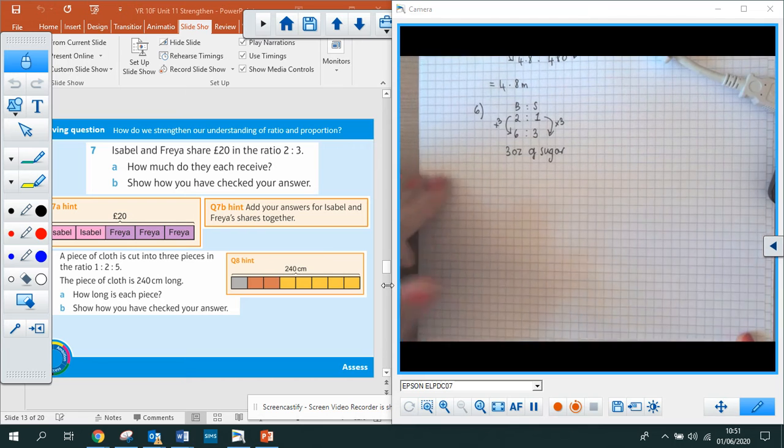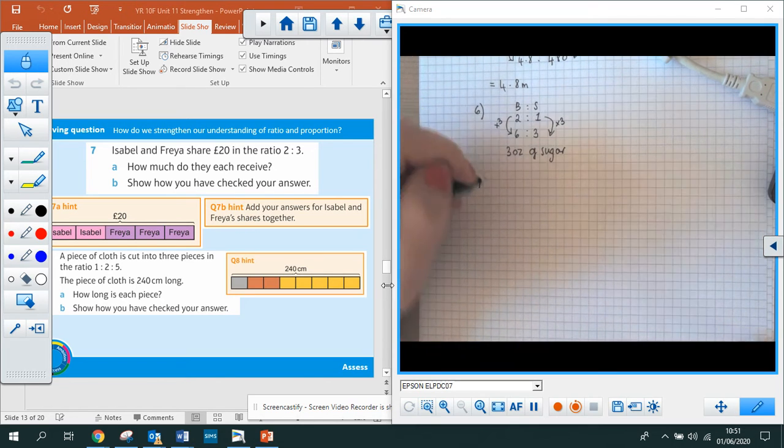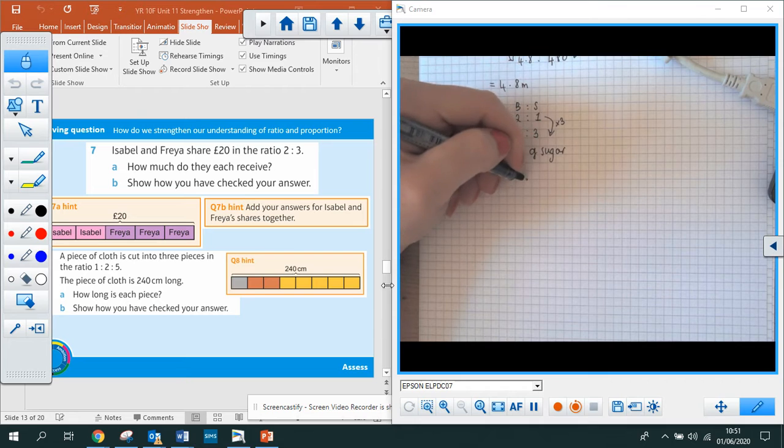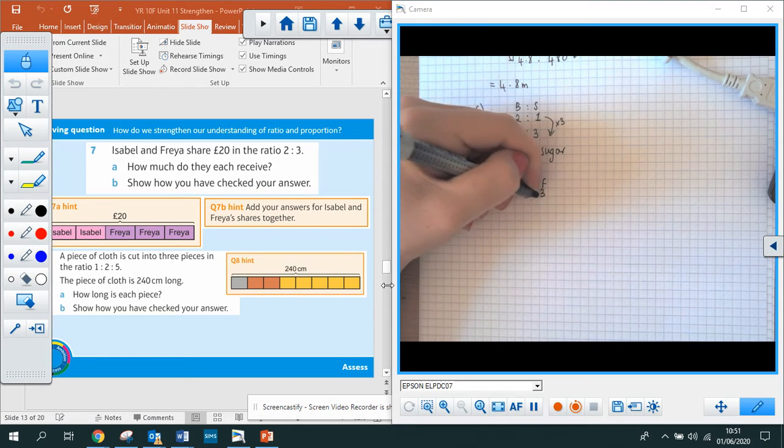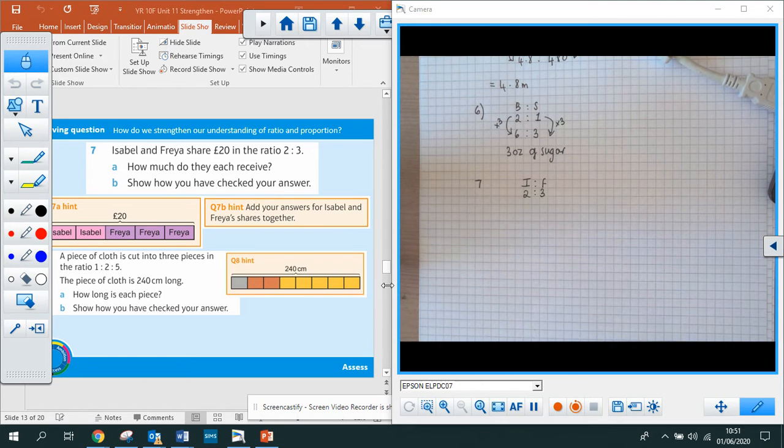So, question 7 says, Isabel and Freya share £20 in the ratio 2 to 3. Okay, so we've got Isabel to Freya in the ratio 2 to 3. Okay, and they're sharing £20. How much do they each receive?